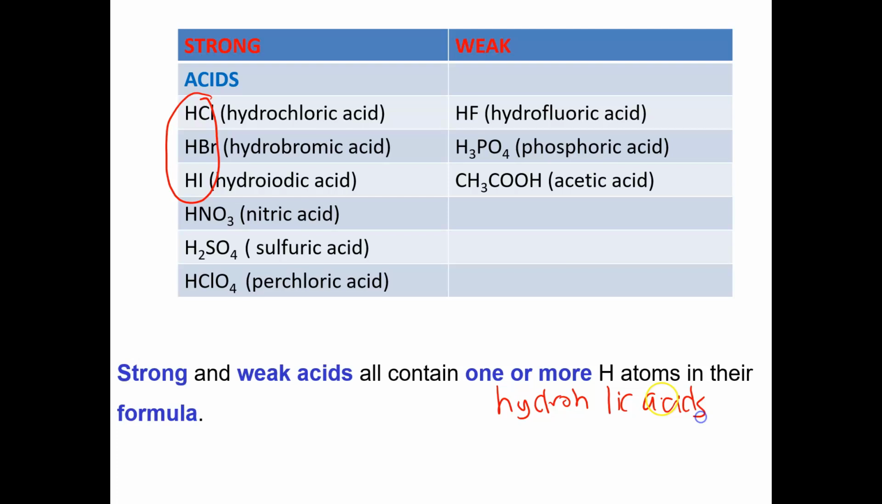acids, or also sometimes referred to as binary acids because they've only got 2 atoms present. And these are hydrochloric, hydrobromic, and hydroiodic acid. Those guys are strong. So hydrogen combined with a group 7A element. Note that hydrofluoric acid, HF, where fluorine is also from group 7A, is not a strong acid, so you have to remember that one. The other class of strong acids are these oxygen-containing acids.